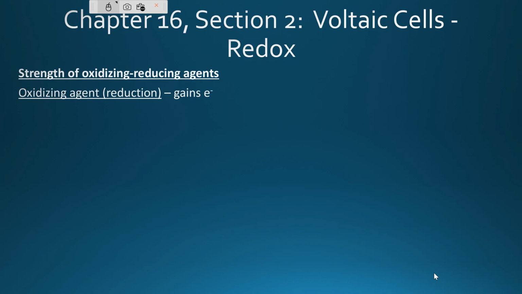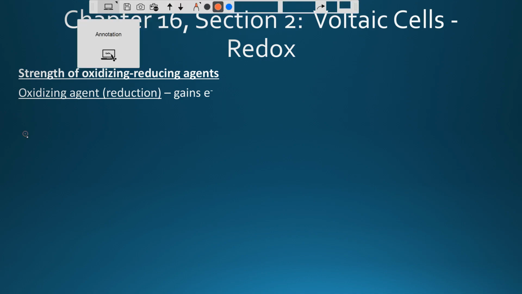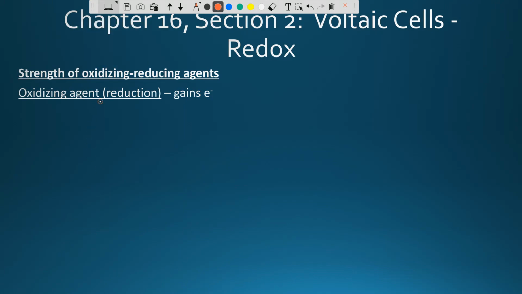So remember a couple of things along the way. When we take a look at oxidizing agents, those are things that are going to be gaining electrons. And keep in mind, I'm going to say this a lot, that these things that are going to be gaining the electrons, these are my cathodes, because they're becoming more negative.